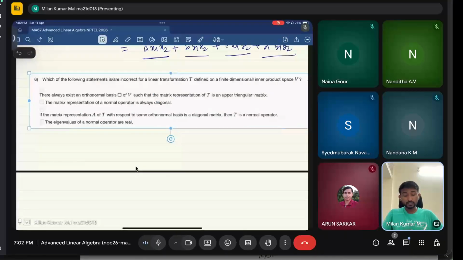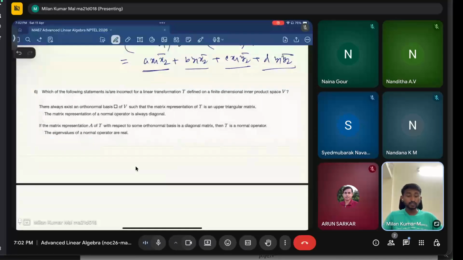Okay, so what this problem says: which of the following statements is or are incorrect for a linear operator, a transformation T defined on a finite dimensional inner product space V. First: there always exists an orthonormal basis beta of V such that the matrix representation of T is an upper triangular matrix.